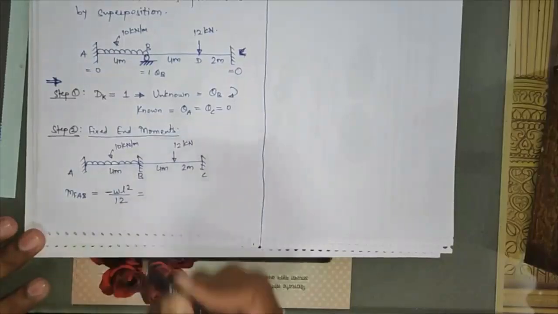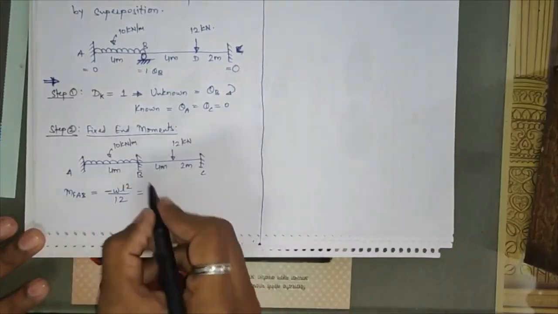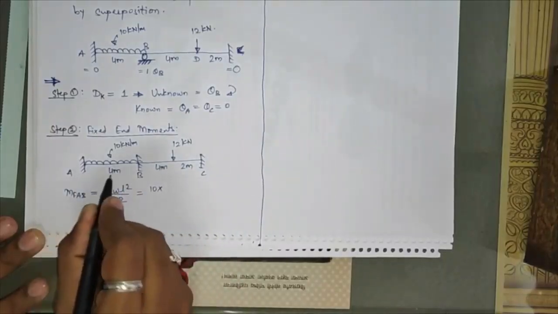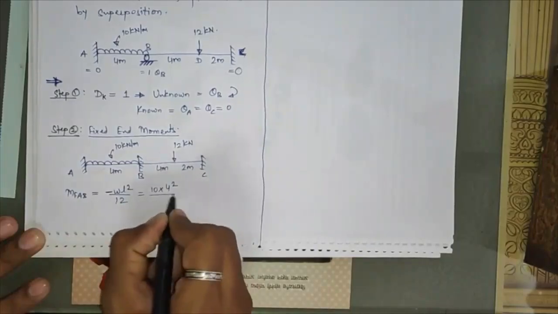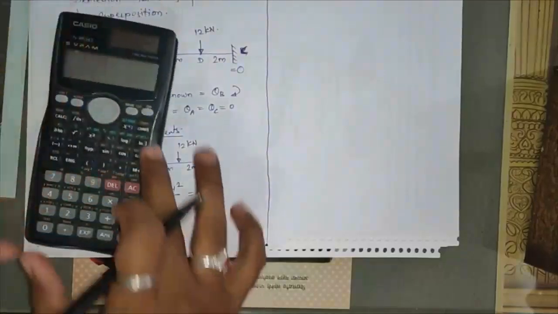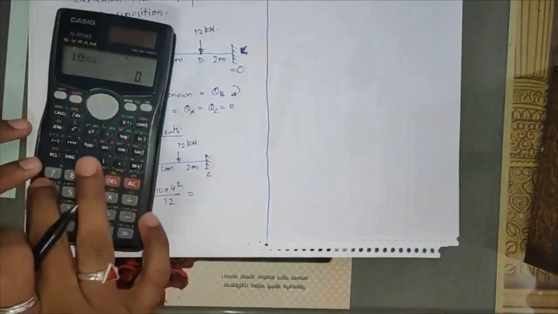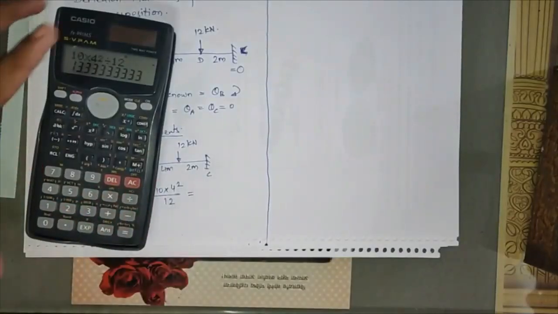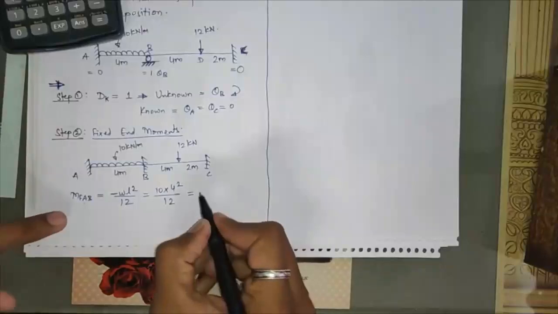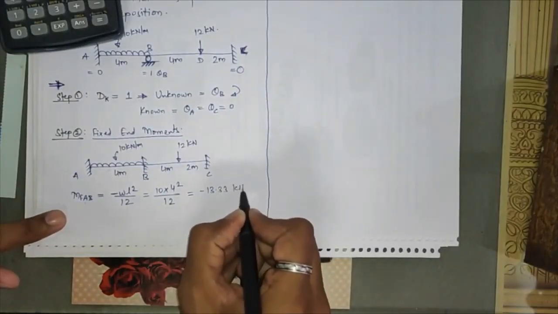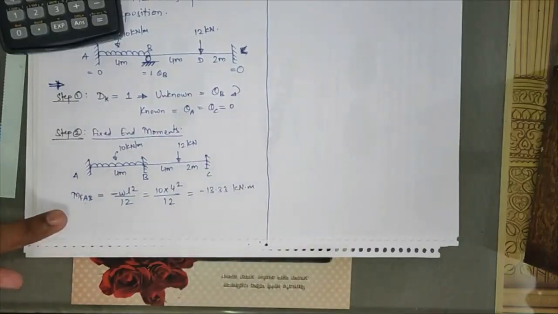Okay, so how much does this value come to? W is given, that is 10, multiplied by the length of member AB, you are seeing for AB, so that will be 4 square divided by 12. We will calculate this value, that is 10 into 4 square divided by 12. So that comes to minus 13.33. Since it is a moment, it will come in kilonewton meter.